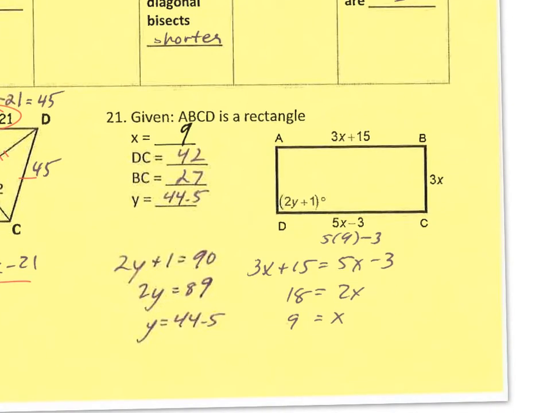21's a rectangle. So again, rectangles have two properties that are kind of unique. Otherwise, they have just the same properties as a parallelogram. So the properties of a parallelogram: opposite sides congruent. 3x plus 15 equals 5x minus 3. Solve, you get x is 9.